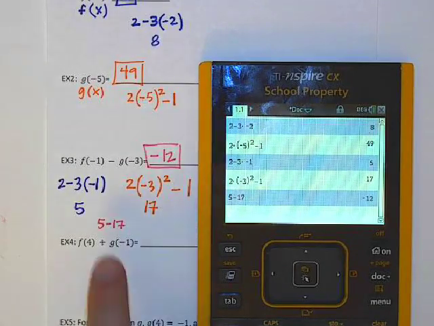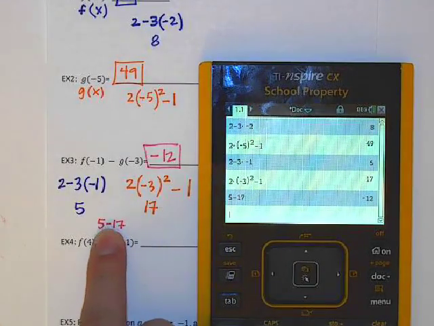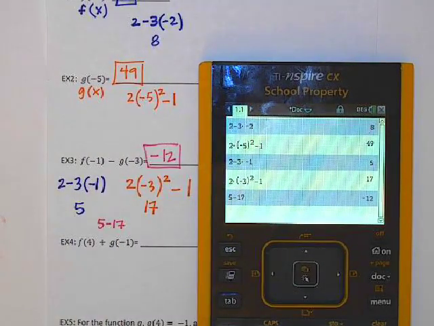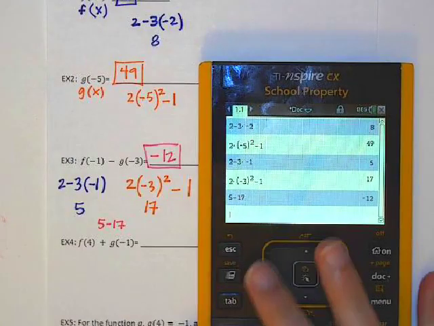What would have happened if I flip-flopped them? I would have gotten 12, and that's not the right answer. -12 is the right answer. Okay, example 4.